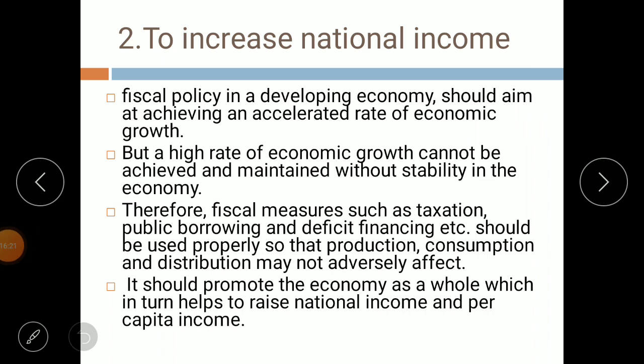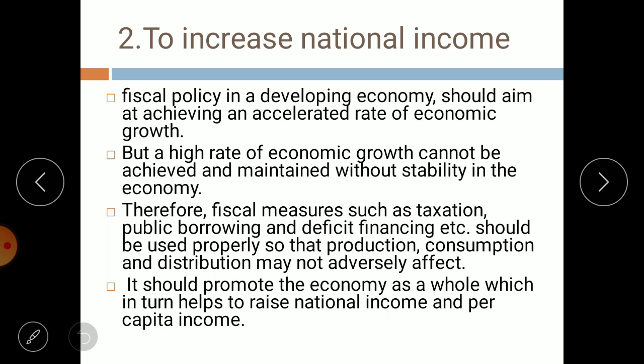Now let us discuss the second objective of fiscal policy, that is to increase national income. Fiscal policy in a developing economy should aim at achieving an accelerated rate of economic growth.